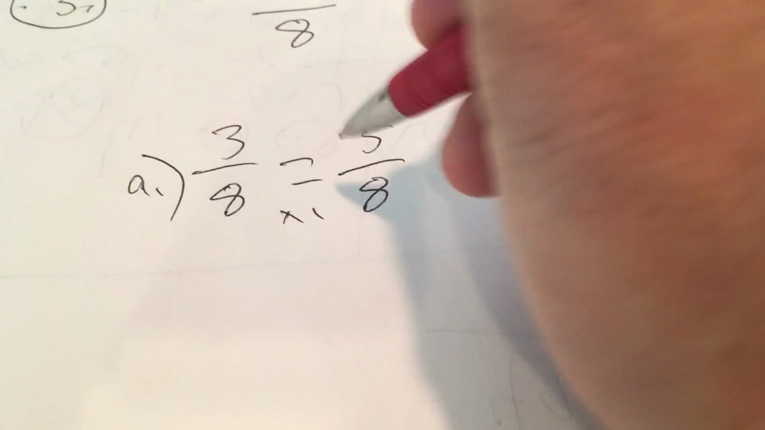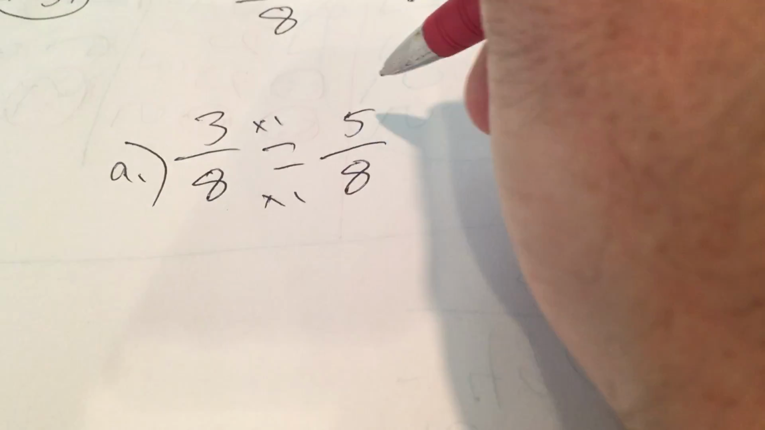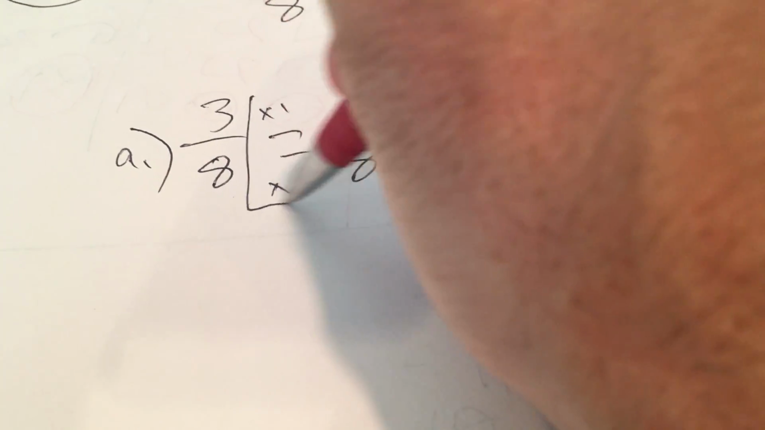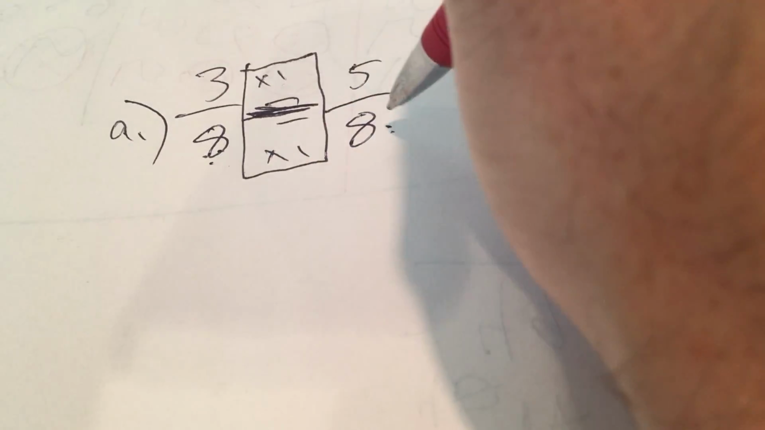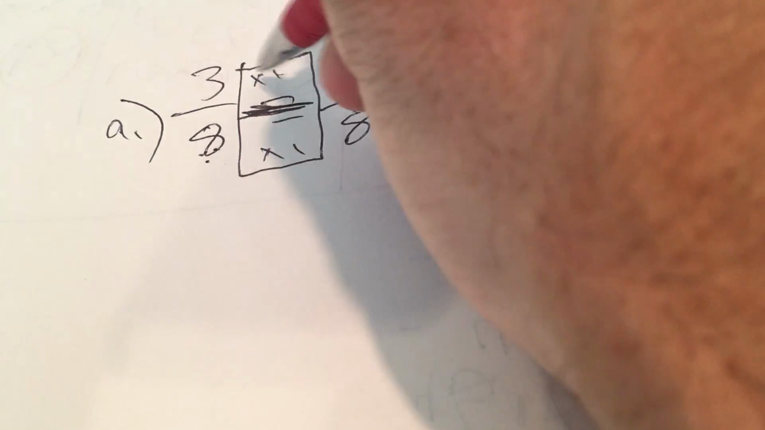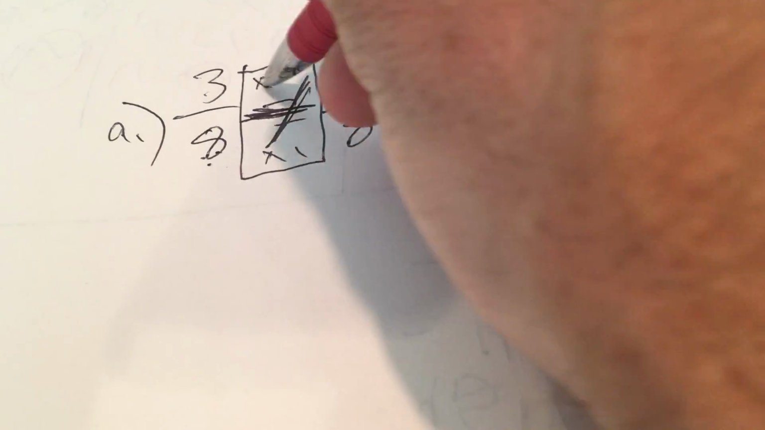8 times 1 is 8. 3 times 1 is not 5, right? You have to multiply times a fraction that's equivalent to 1. So we just multiplied it by 1 over 1 because 8 and 8 are the same, right? So 8 times 1 is 8, so we multiply it by 1 here. 3 times 1's not 5, so A is not correct. Then we'll go to B.